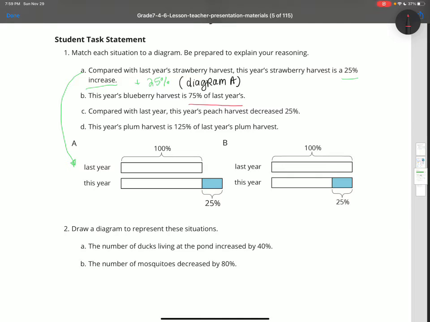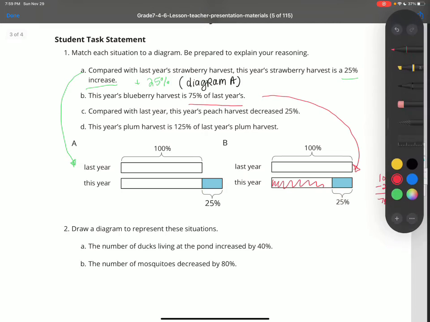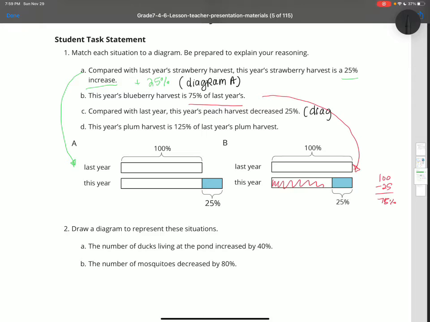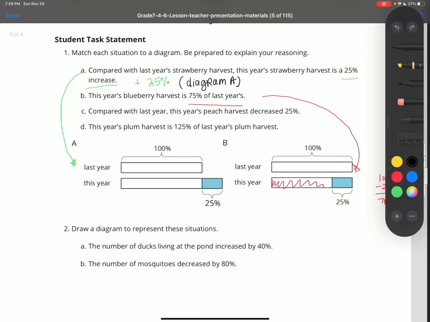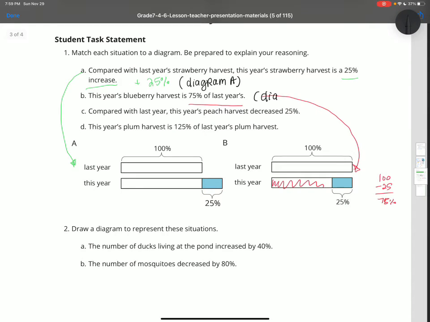And if I had to look at which diagram will model that, that would be diagram B. Why? Because 100% minus 25% would in fact be 75%. So it actually would be diagram B. So I'm going to write that in black to the side. Oh, let me erase that because I'm writing on the wrong one. You guys should have told me. Just kidding. Diagram B.